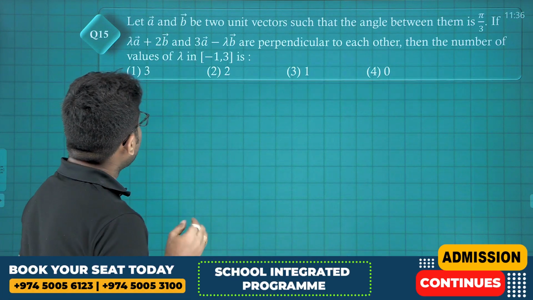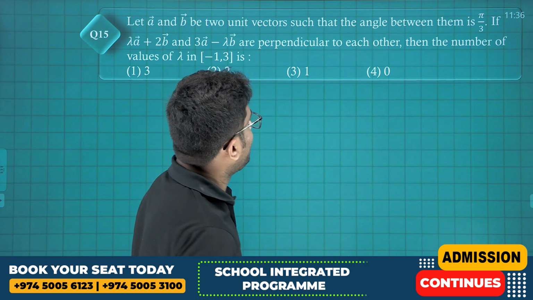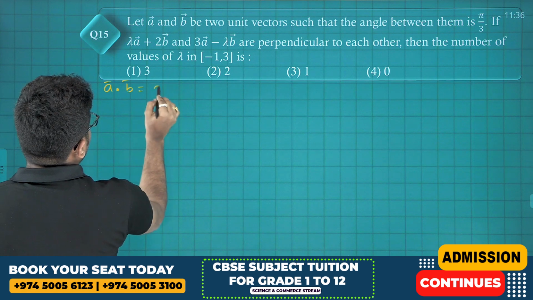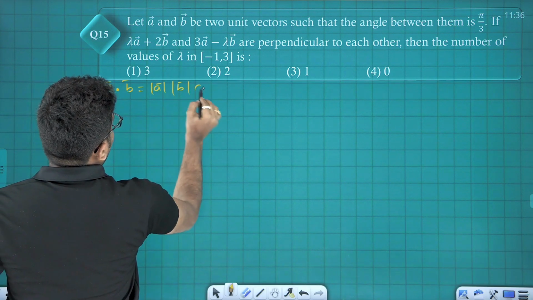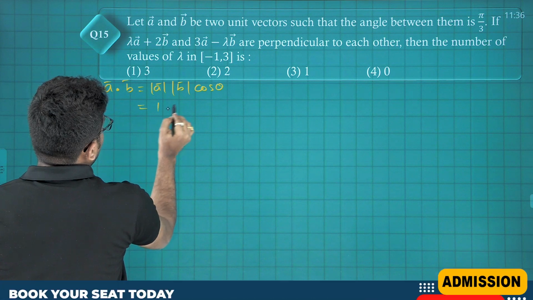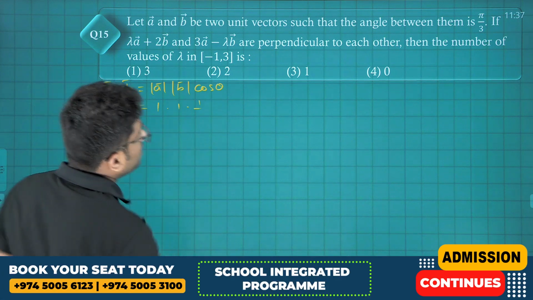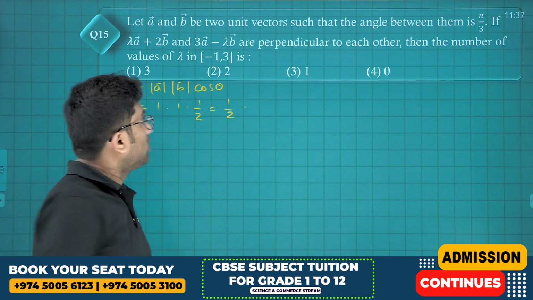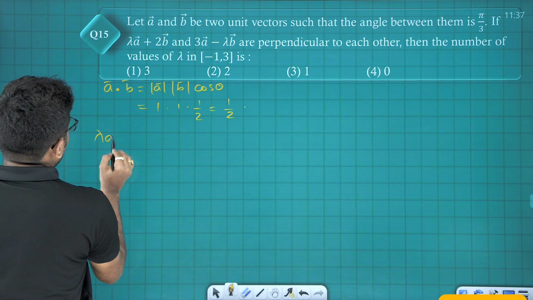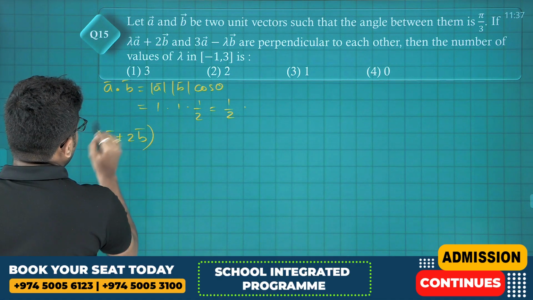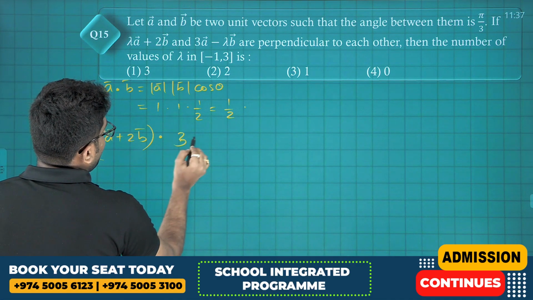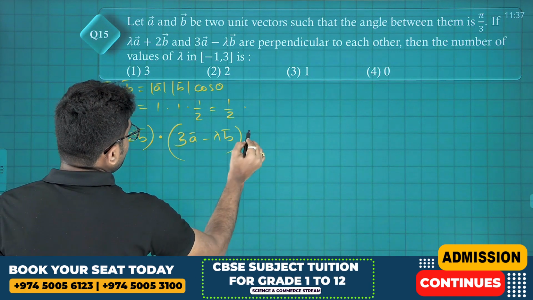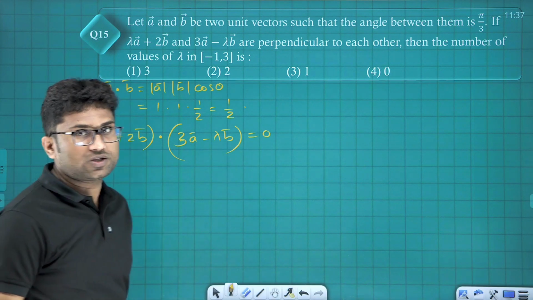Next question. Let a bar, b bar be two unit vectors such that angle between them is pi by 3. Unit vector means a bar dot b bar is equal to mod a mod b cos theta in general. But mod a is 1, mod b is 1, cos pi by 3 is nothing but 1 by 2. So directly a bar dot b bar is 1 by 2. Now they have given lambda a bar plus 2b bar dot 3a bar minus lambda b bar. These two are perpendicular, means dot product of these two will be 0.